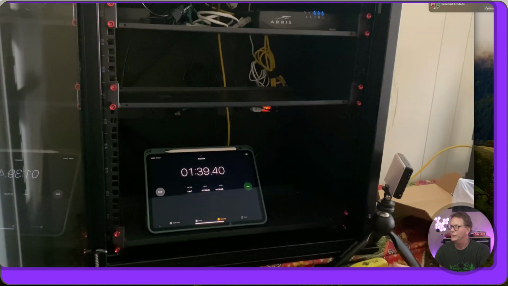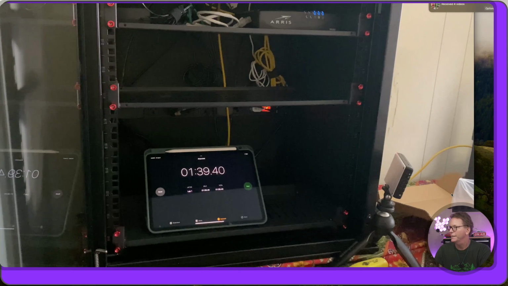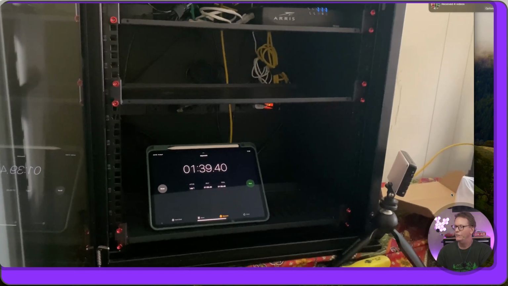And there we have it. So a minute 40, which is the least amount of time of all of them. And that's with me actually fiddling around with the camera for a few seconds too.